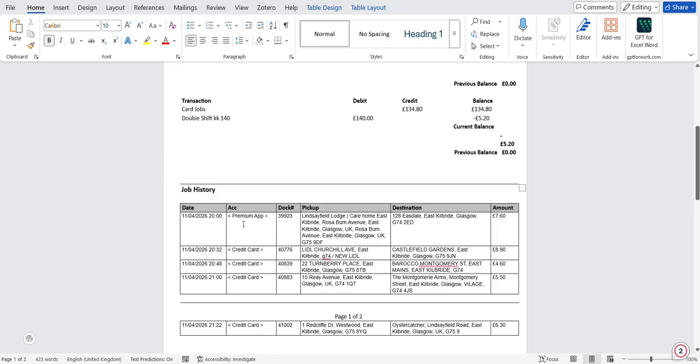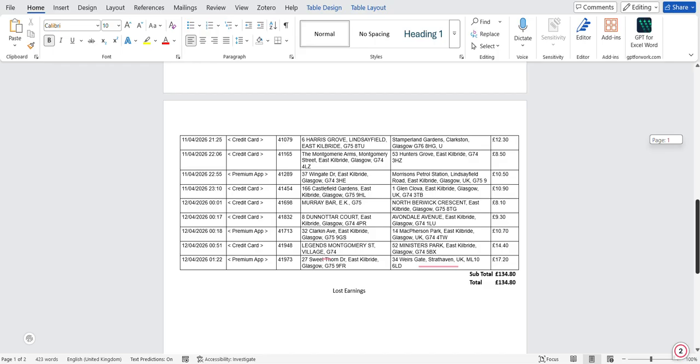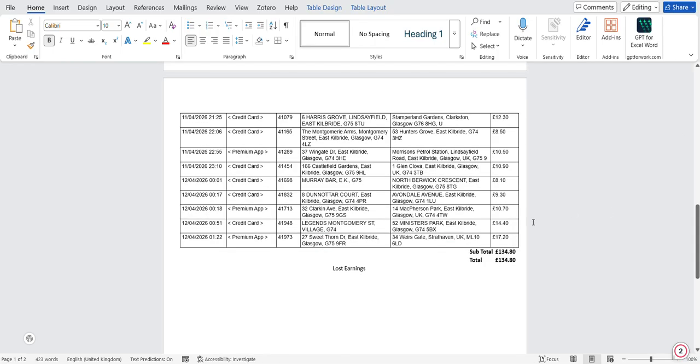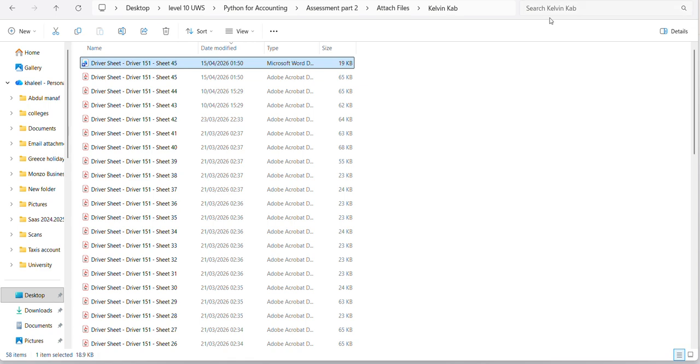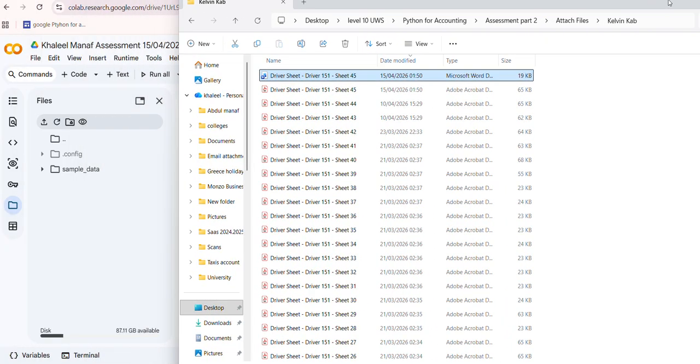This is an account job, premium app. This is a credit card, could be credit card or debit card, but it's a physical card that was tapped. That's through account. This is pickup, this is drop off, and this is the amount. You get postcodes also, and this is a total amount. So that's a general explanation. This is not just one, this is loads.